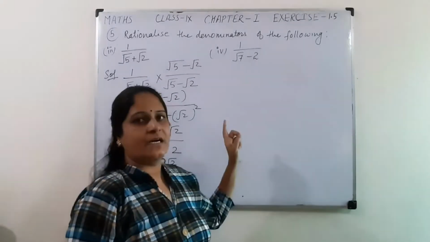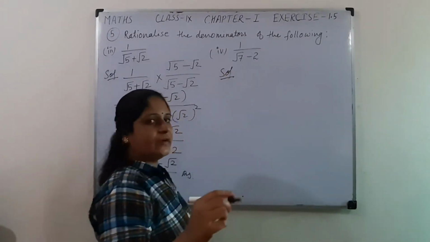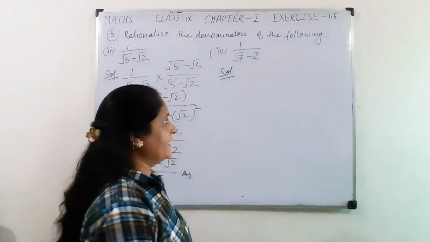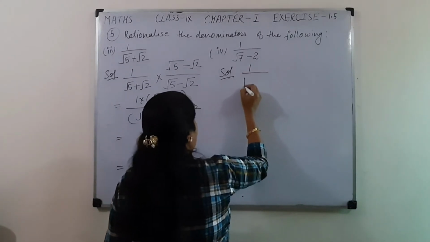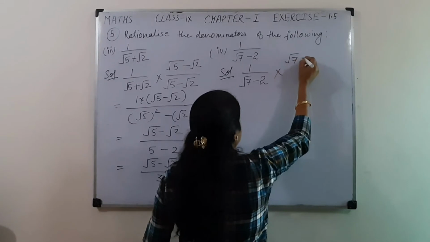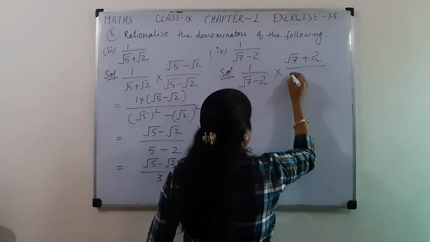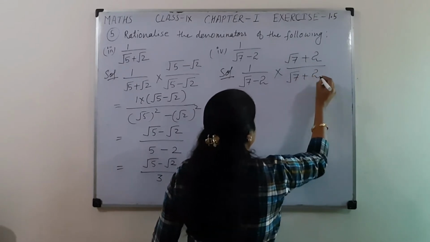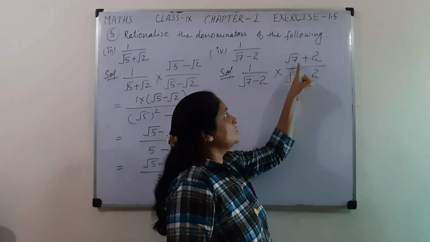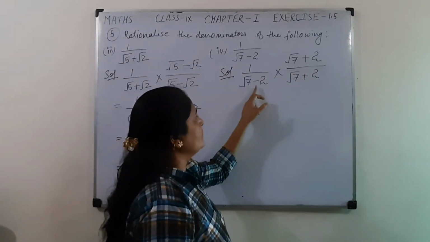Now we'll start the 4th. In this also we'll take the opposite sign and we multiply both numerator and denominator. 1 upon root 7 minus 2 multiplied by root 7 plus 2 upon root 7 plus 2. Numerator and denominator both are multiplied by root 7 plus 2, which is the opposite sign of this minus.